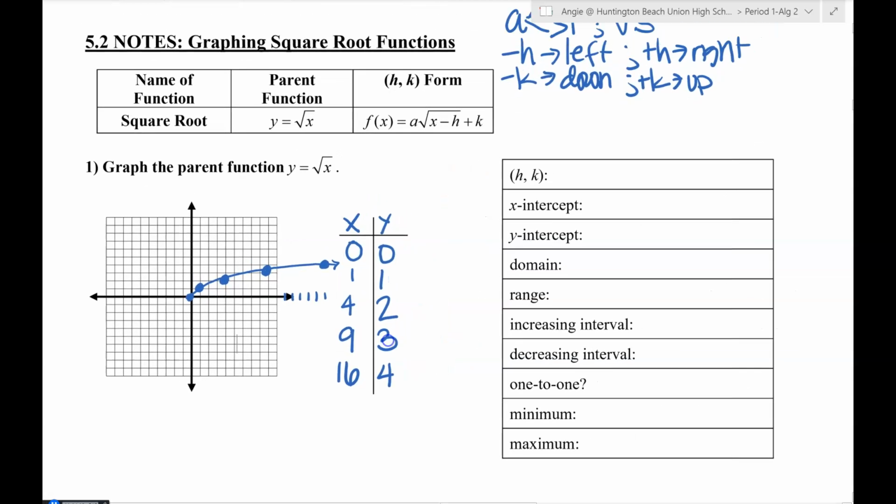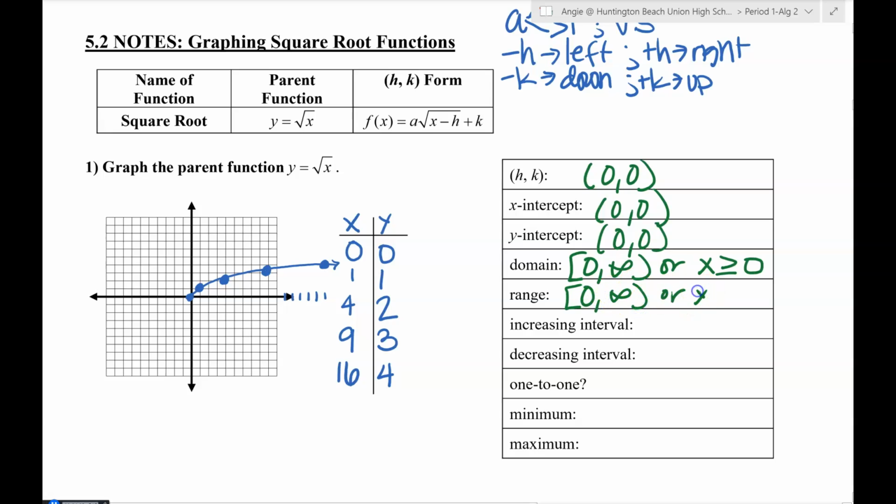Okay, so h and k, because it is the parent function, it is going to be 0, 0. X-intercept, we have 1, is going to be 0, 0. Y-intercept happens to be at the same spot. Now, as you can see, the domain is going to be inclusive from 0 all the way to infinity, or you can write x is bigger than or equal to 0. The range is also bigger than or equal to 0. So 0 all the way upward, or we can call it y is bigger than or equal to 0.